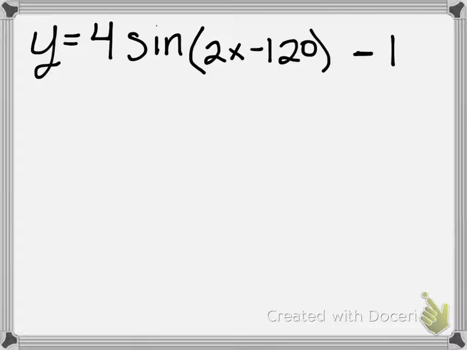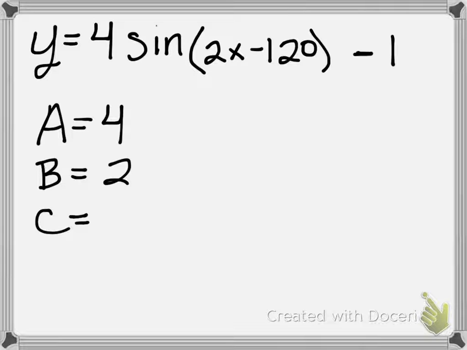All right, so when you start this off, maybe off to the side, say what each variable is. And remember, C is opposite of what's written up there, so it's actually going to be a positive 120, and D is a negative 1. So remember, A stands for our amplitude, B is going to help us find the length of the period, C is going to help us find our phase shift, and D is the vertical shift.